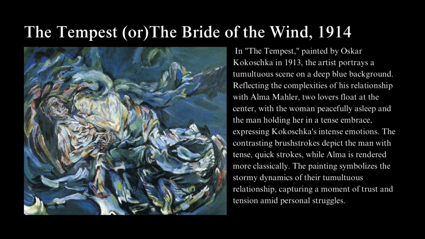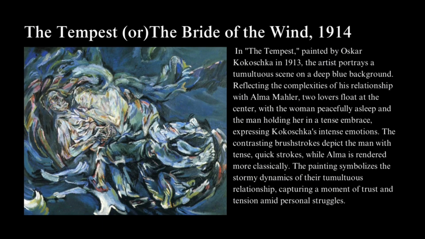In The Tempest, or The Bride of the Wind, painted in 1913 by Kokoschka, the artist portrays a tremulous scene on a deep blue background. This painting reflects the complexity of his relationship with his longtime lover, Alma Mahler. The two lovers float in the center of the deep blue sea, with the woman peacefully asleep and the man holding her in a tense embrace, which expresses Kokoschka's intense emotions.